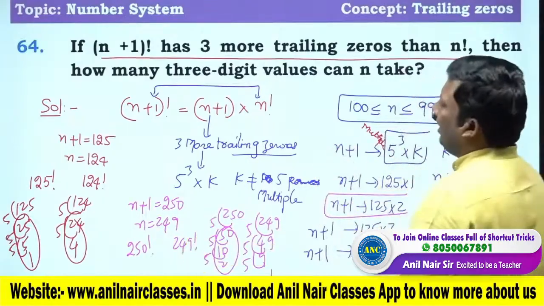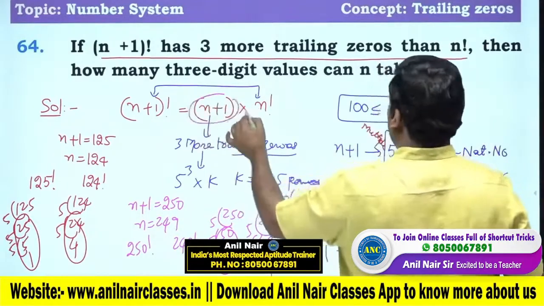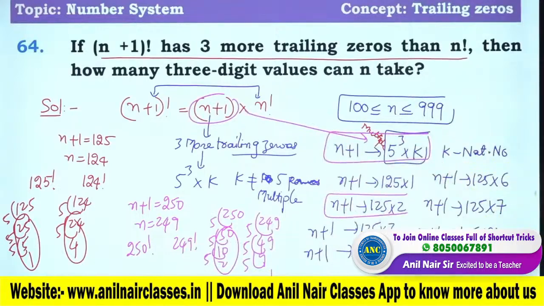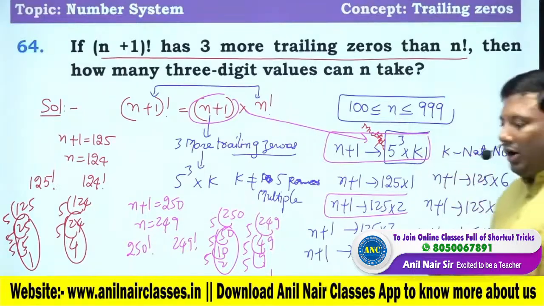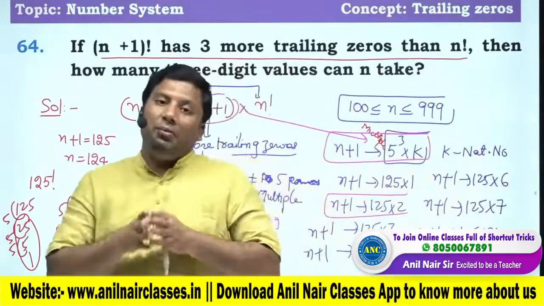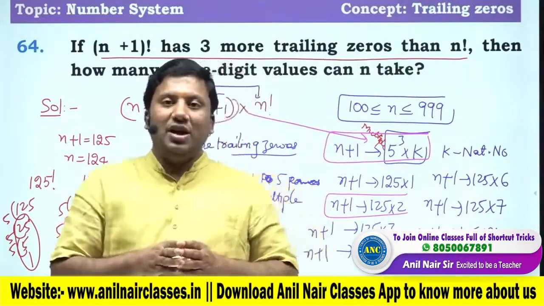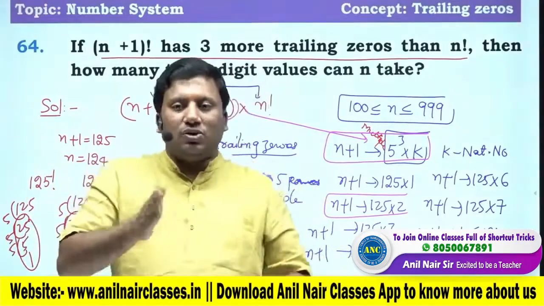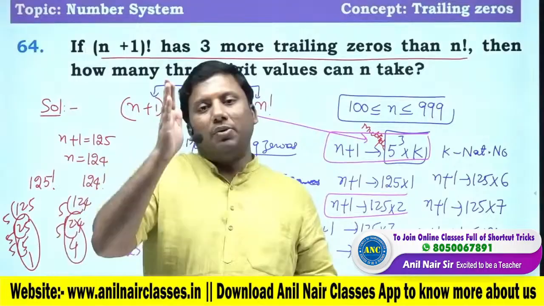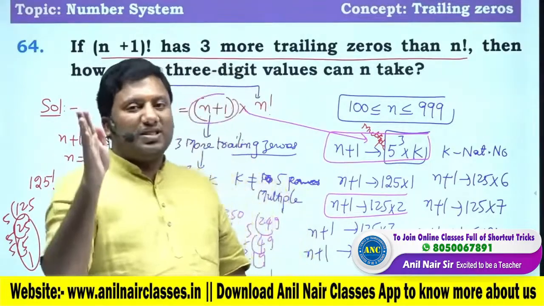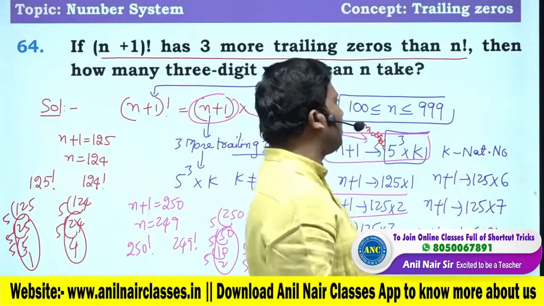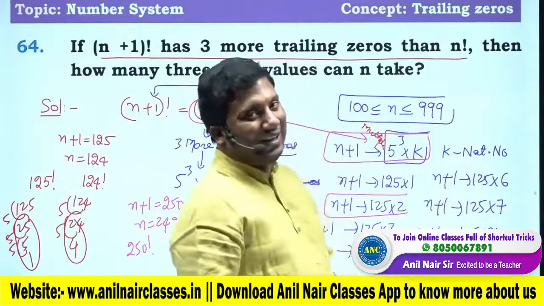Very, very simple idea. N plus 1 should be a multiple of 125. Don't give multiple of another 5. Why? Because it will result in 4 more trailing zeros. 125 into k. How many multiples of 125 are there which are 3-digit numbers? 125 ones, 125 twos. 1 possible, 2 possible, 3 possible, 4 possible, 6 possible, 7 possible, 8 also possible. Why? Because n plus 1 is 1000, n will become 999. That is possible.